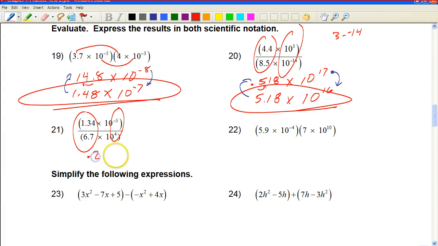It's 0.2 times 10 to the negative 9th. We're going to move that once to the right, so it's going to be 2 times 10. Since we moved it to the right, we want it to get smaller, so it's negative 10.